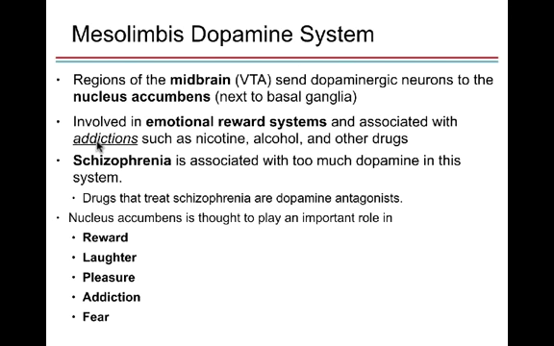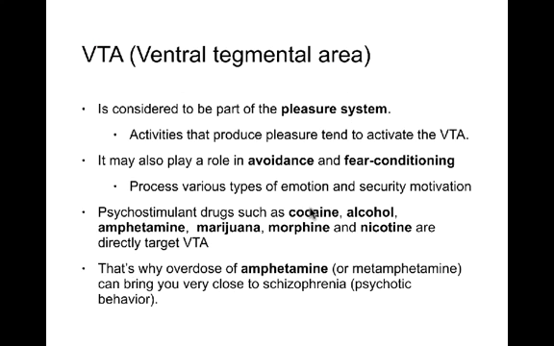Many people are addicted to alcohol, gambling, smoking, because this system is very active. Schizophrenia also is associated with too much dopamine in this system. When we treat schizophrenia, we are trying to decrease dopamine in their mesolimbic system. Psychostimulants like cocaine, alcohol, amphetamine, marijuana, morphine, or nicotine all directly target VTA.